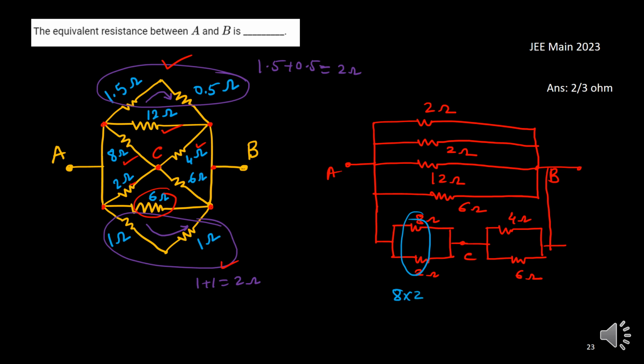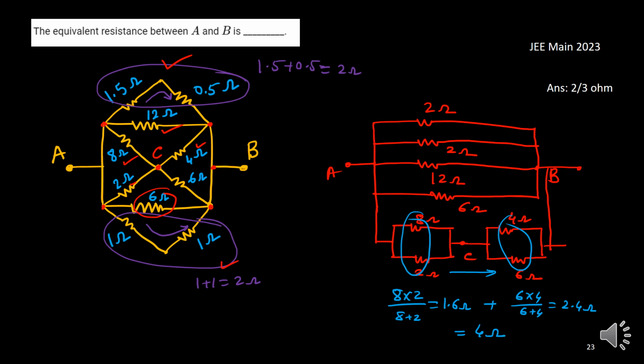8 into 2 by 8 plus 2. What is the value? It is 16 by 10, means 1.6 ohm. What is this 2? This is 6 into 4 by 6 plus 4, means 24 by 10, means 2.4 ohm. Okay. Then the combination of these two, because now they are connected in series, so the total will give you 1.6 plus 2.4, which is 4 ohm.